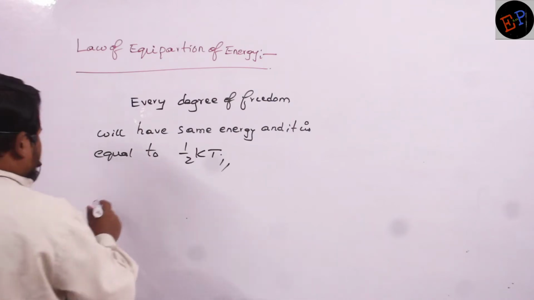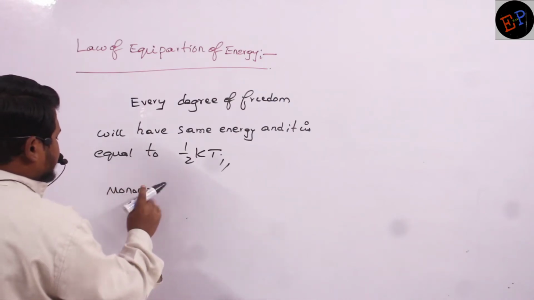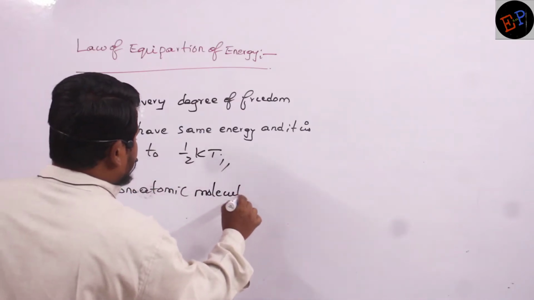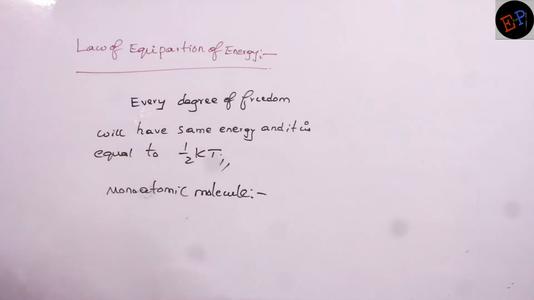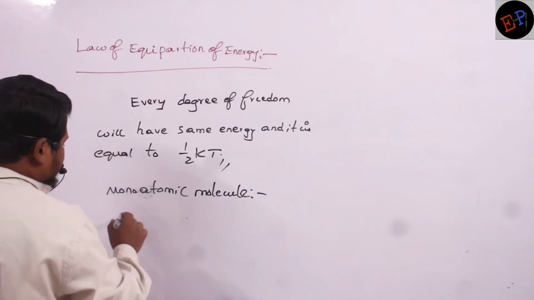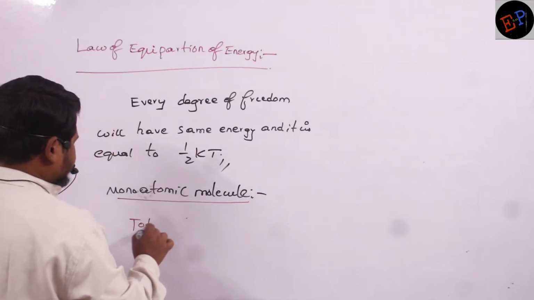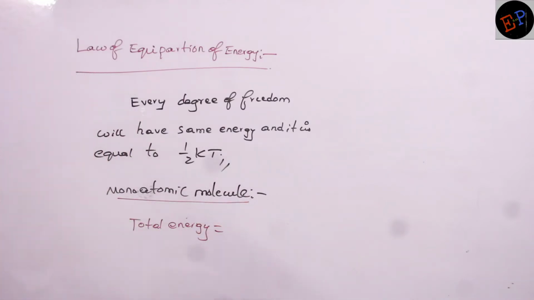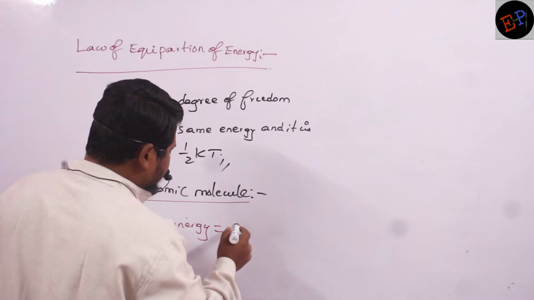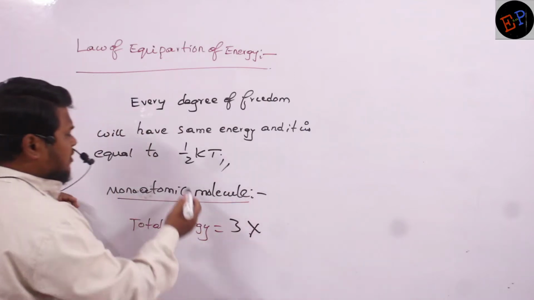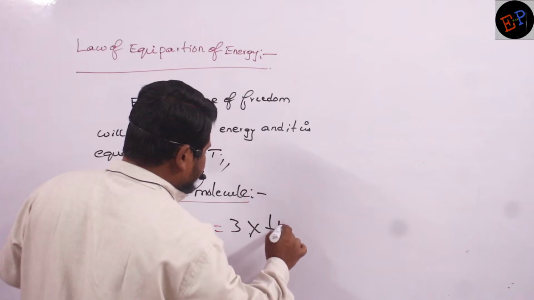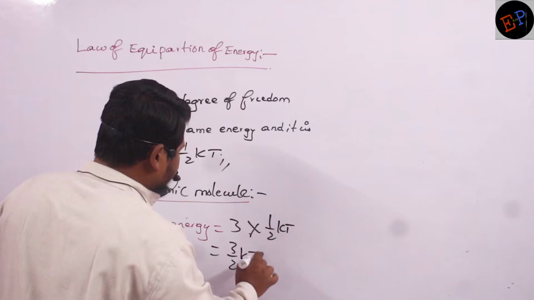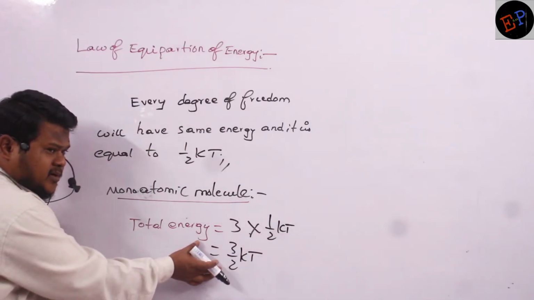So for example, if you take a monoatomic molecule, we can find its total energy. How can I calculate the total energy of a monoatomic molecule? How many degrees of freedom totally? 3 degrees of freedom. Each degree of freedom will have how much energy? Half kT of energy. So what is the total energy of a monoatomic molecule? It is 3 by 2 kT. This derivation we have already done. Do you remember?